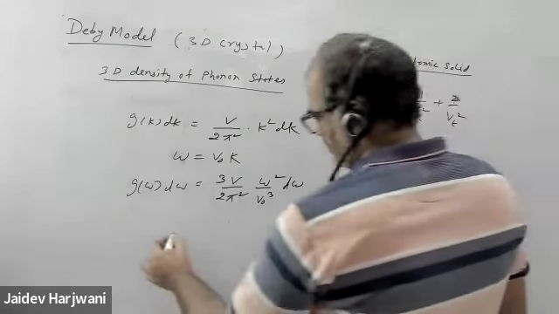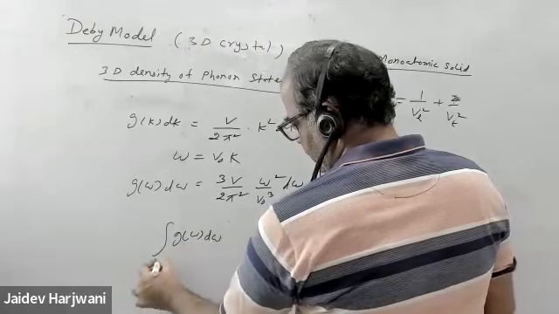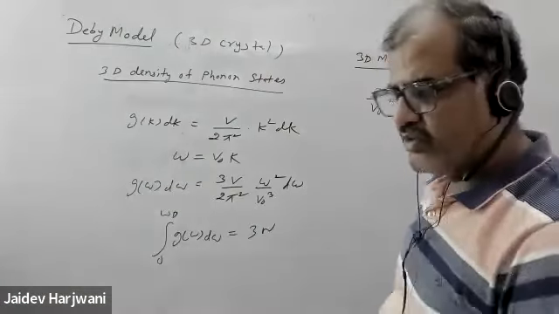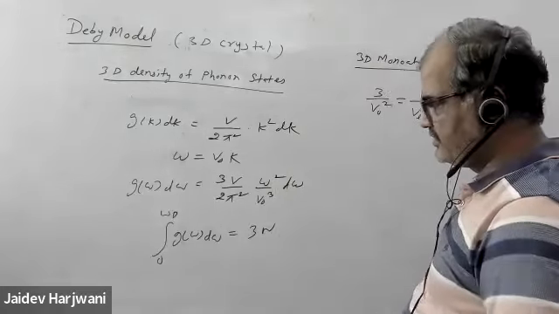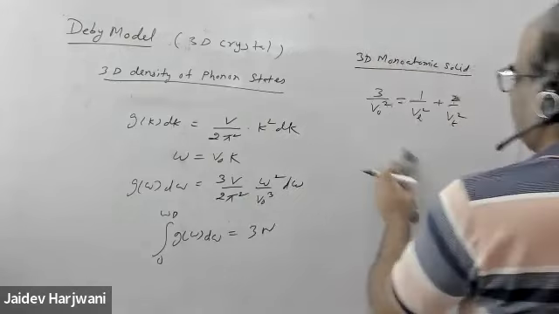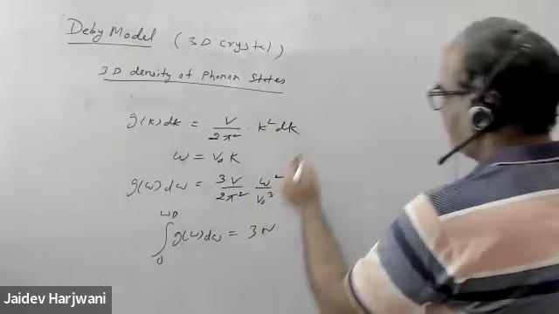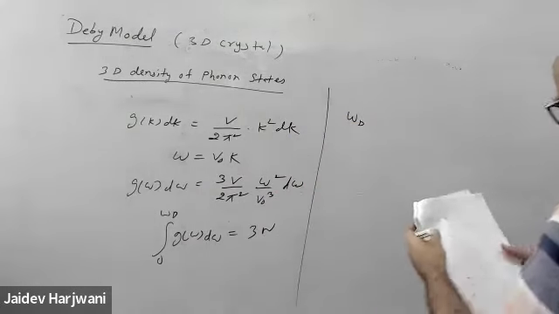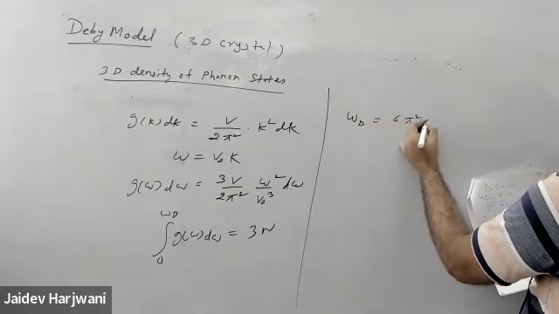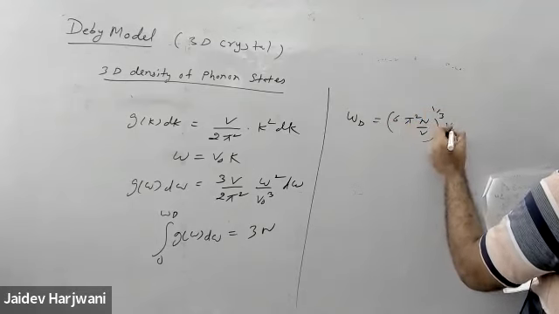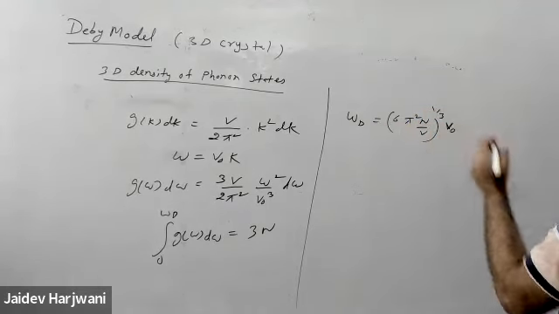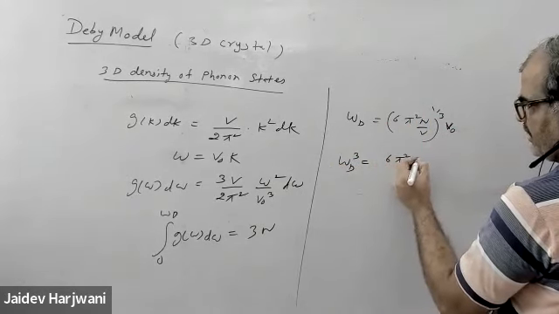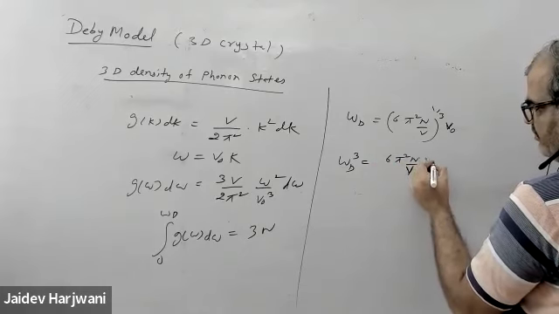We know the total modes, the integral of g(omega) d omega from 0 to the Debye frequency, should be equal to 3N. The number of modes should be equal to the number of atoms, but we have 3 branches, so we multiply by 3. We calculated the Debye frequency in the last class. The Debye frequency came out as (6 pi square N upon V) to the power 1 upon 3 times v naught. Up to this we have solved. This is the cutoff frequency, the Debye frequency, and the cube of this gives 6 pi square N upon V, where V is the volume and v naught cube is the velocity cube.